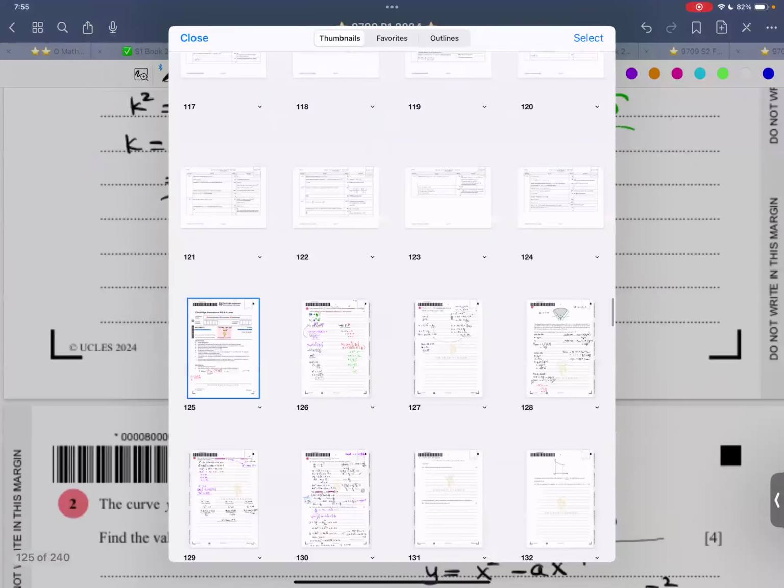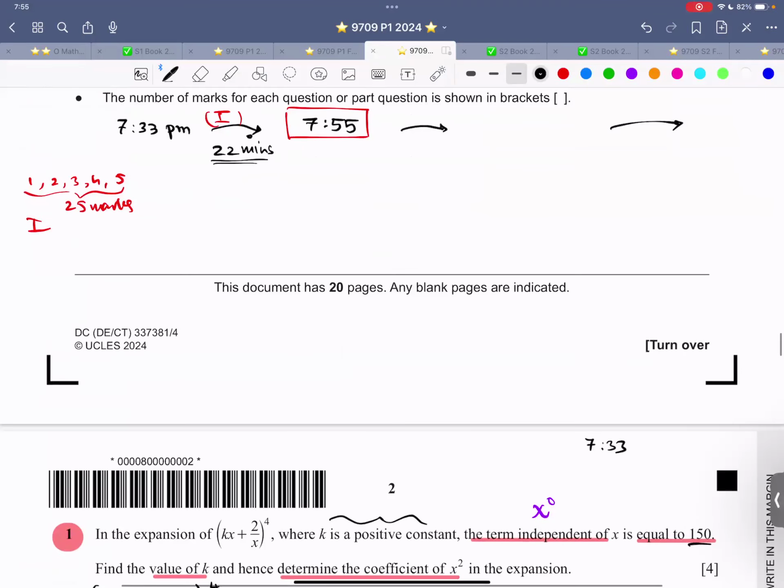So let me write over here the second stage. That is this thing over here. That is 6, 7, 8, and 9. Now it's for 23 marks. That is the second stage, and kind of it will be a bit tougher.